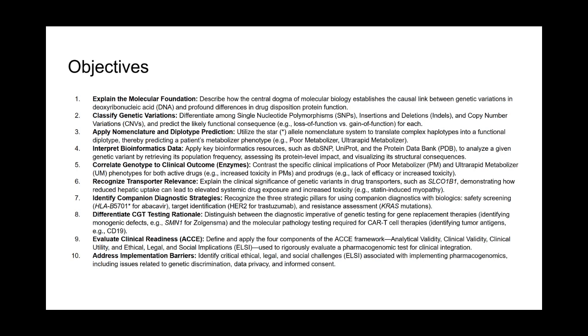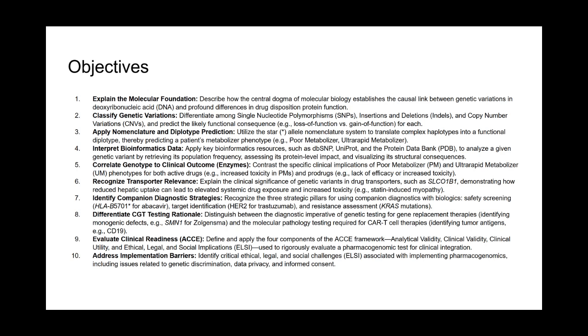Predicting the likely functional consequences of these variations, such as whether they result in loss or gain of function, is also crucial. Applying nomenclature and predicting diplotypes is another key skill. This involves using the star allele system to translate complex haplotypes into a functional diplotype, which can then be used to determine a patient's metabolizer phenotype, such as poor metabolizer or ultra-rapid metabolizer.